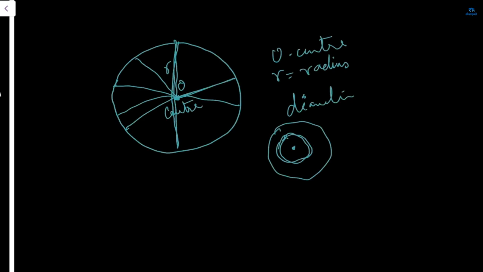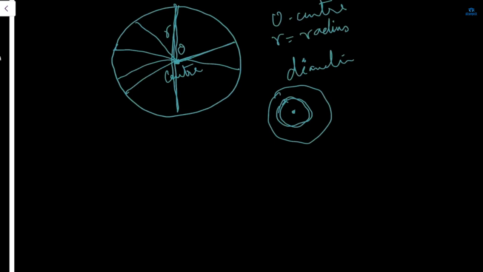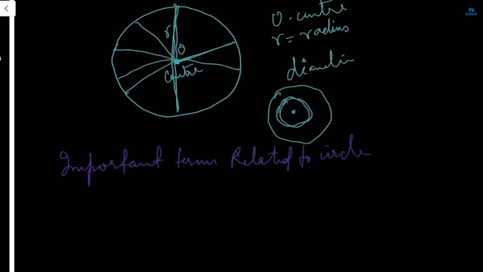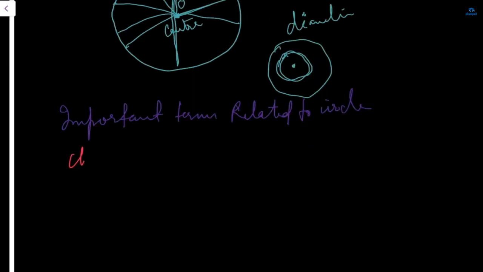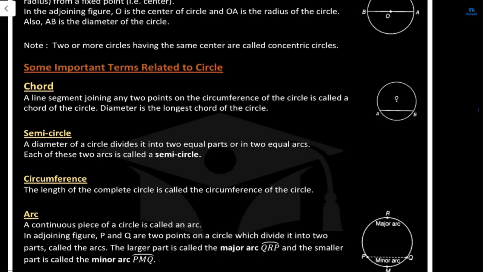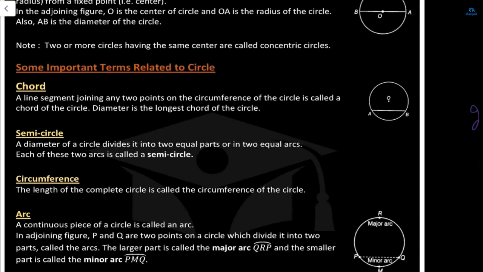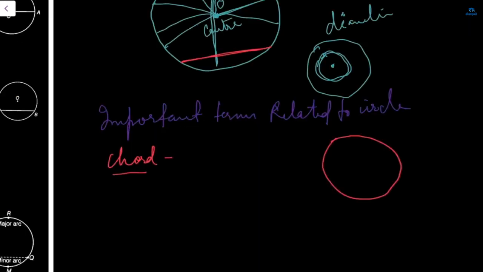Now some important terms related to circle. What are the different terms related to a circle? Chord. What is a chord? A chord is a line that joins two points on a circle. You can see here I've drawn a figure. AB is a chord. In fact, if you draw a circle and take any two points, the longest chord is the diameter.